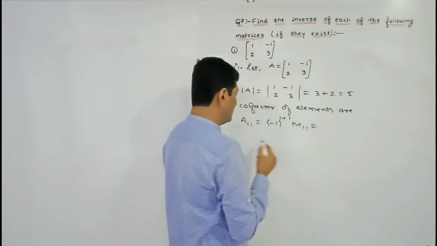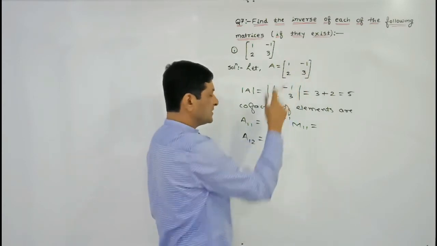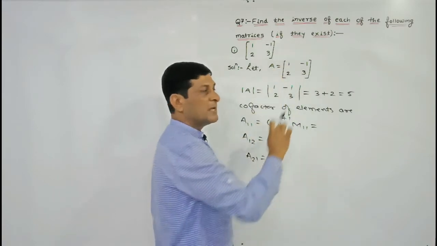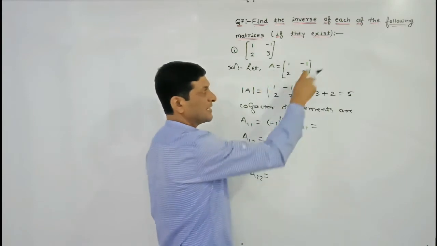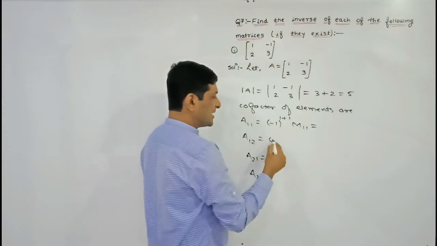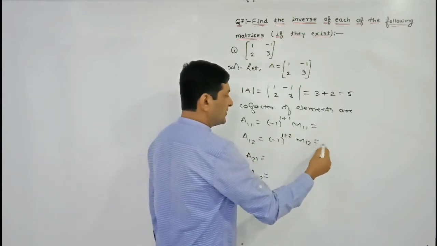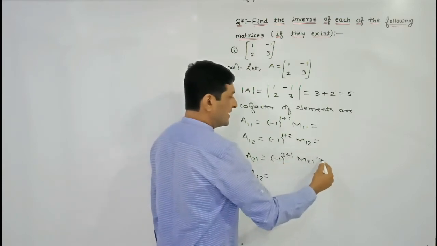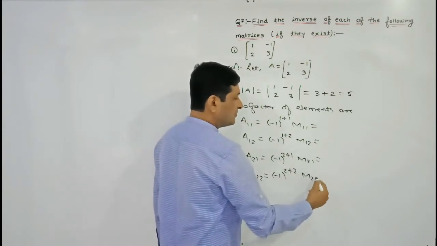Then the cofactor of the second element is denoted by A12. The cofactor of this third element is denoted by A21 because it lies in second row and first column, and the cofactor of this last element is denoted by A22 as it lies in second row and second column. Now substitute the values in this formula: -1 raised to power i plus j, means 1 plus 2, into M12. Here -1 raised to power 2 plus 1 into M21. Here what we will get: -1 raised to power 2 plus 2 into M22.